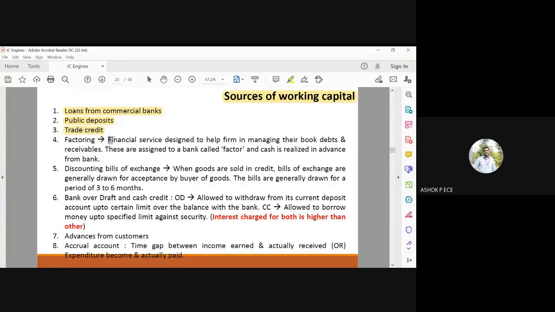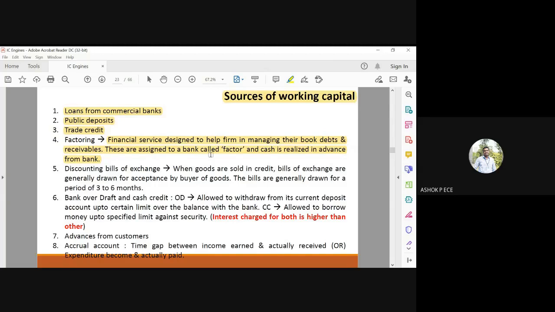Factoring is a financial service designed to help firms in managing their book debts and receivables. There they are assigned to a bank called a factor, and the cash is realized in advance from the bank. From that factor you can get money against the amount of debt you have, and you repay as and when you get cash in hand. They will be managing your entire debt and receivables.